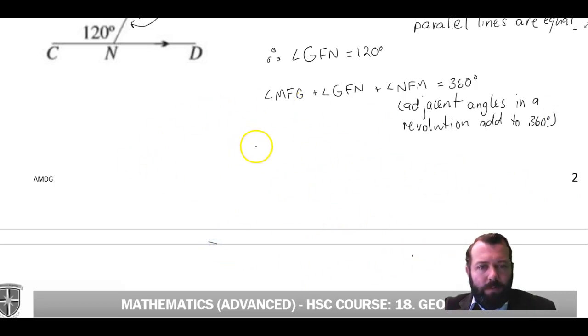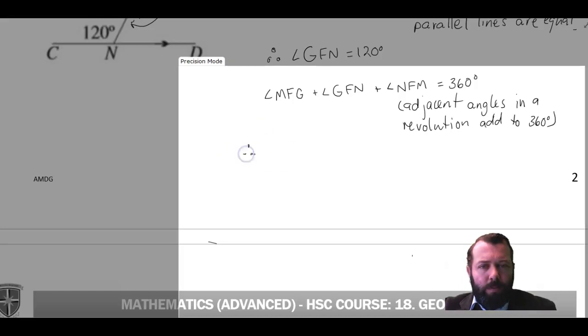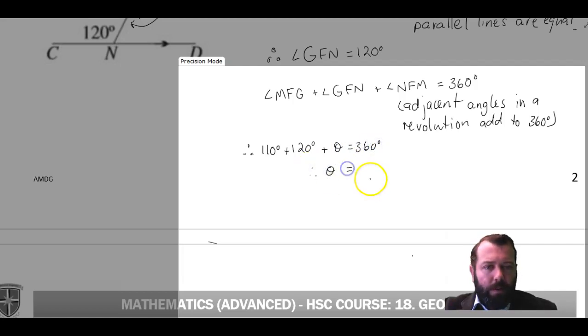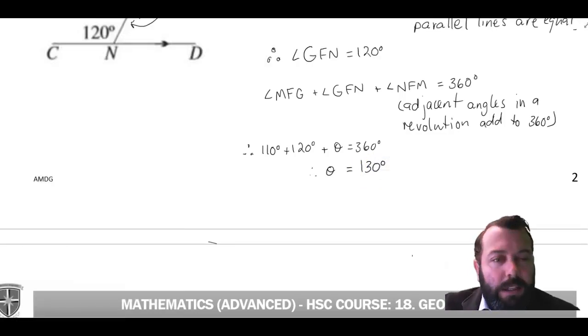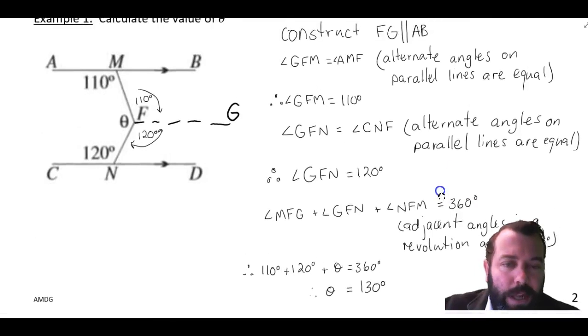I can find my cursor. Okay, therefore 110 degrees plus 120 degrees plus theta equals 360 degrees. Therefore, theta equals, right now we've got 230 away from there, leaves me with 130 degrees.